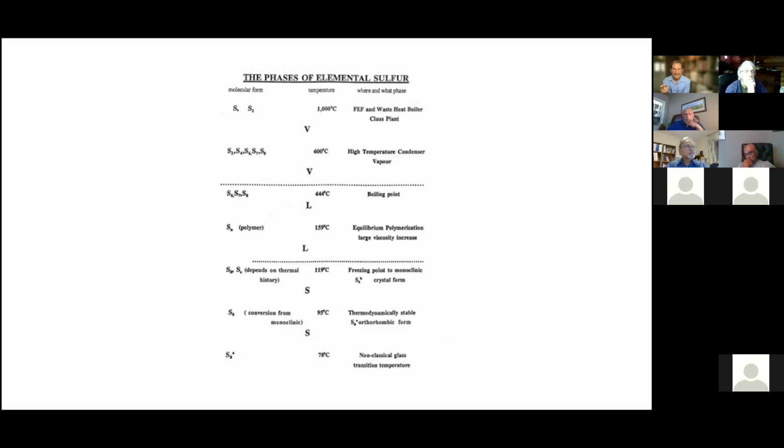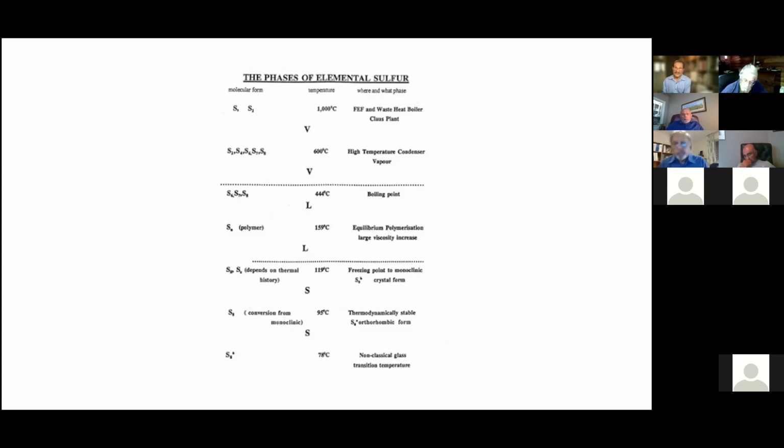Then at 95 degrees, there's a further transition into an orthorhombic structure, and it again shrinks by another 6%. And again, these things don't happen right away. They take time, and they're all exothermic reactions. So as you're cooling the sulfur, solidifying the sulfur, it's giving off heat, at 119 and at 95 degrees.